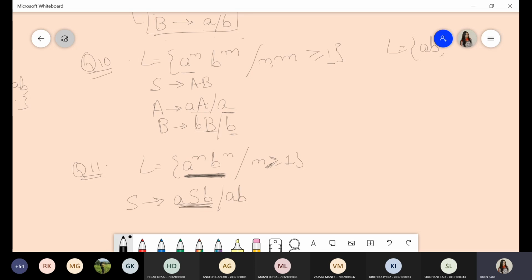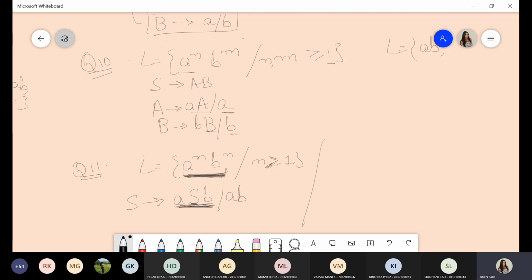Here, the grammar has A and B on both sides. It is not the rightmost or the leftmost. That means this is what? Context free grammar. I'm just making you understand the concept because I told you this is not a regular language, so the grammar formed is also not regular.